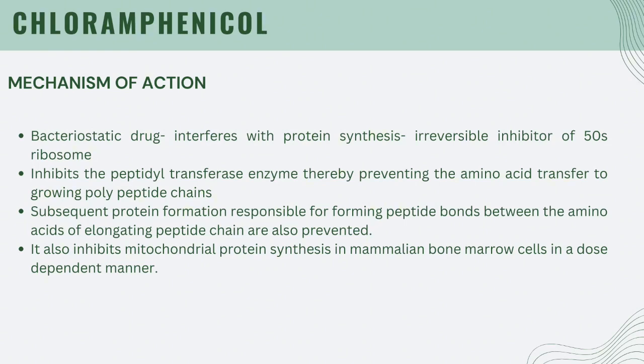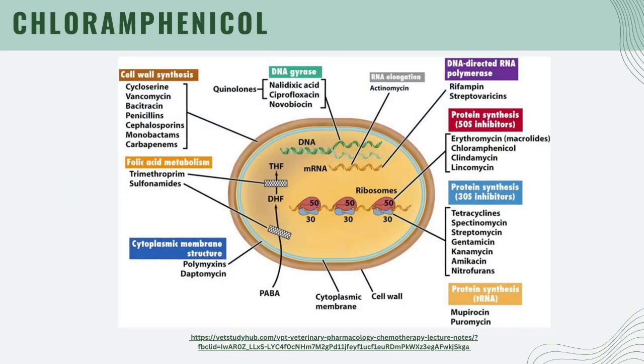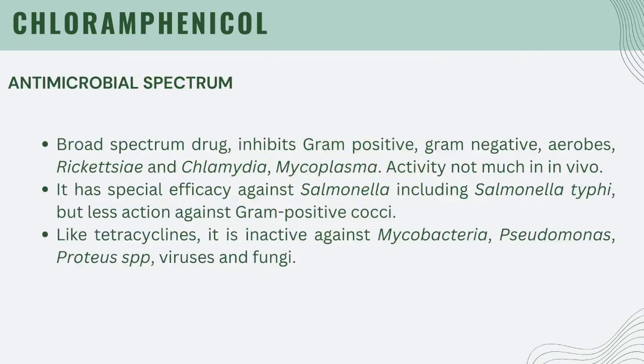It interferes with protein synthesis and is an irreversible inhibitor of the 50S ribosome. It inhibits the peptidyl transferase enzyme, thereby preventing the amino acid transfer for growing polypeptide chains. It also inhibits mitochondrial protein synthesis in mammalian bone marrow cells in a dose-dependent manner. Here is a visual representation of antibiotic drugs. As you can see, chloramphenicol is located together with other 50S inhibitors.